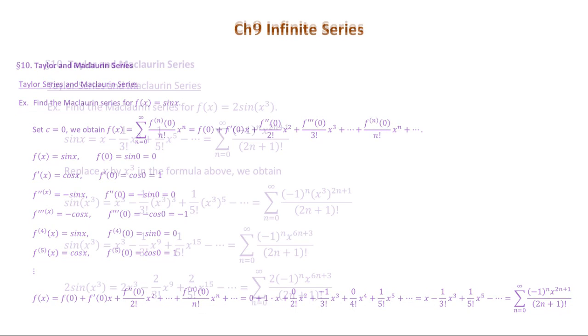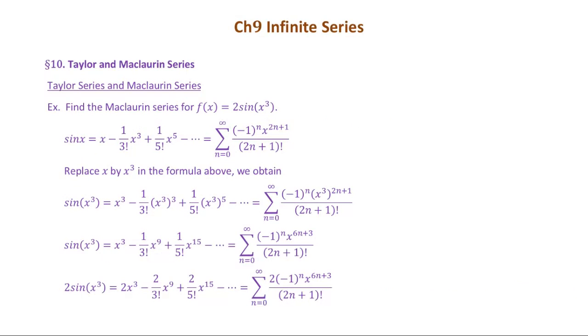Okay, so let's see the next page. We can use those Maclaurin series for those basic functions to rewrite Maclaurin series of other functions. In this example, we need to find the Maclaurin series for another function, f equals 2 times sine x cubed. Let me write down sine x equal to x minus 1 over 3 factorial x cubed plus 1 over 5 factorial x to the 5 minus 1 over 7 factorial times x to the 7 and so on, in the compact form by sigma notation from the last example on the previous page.